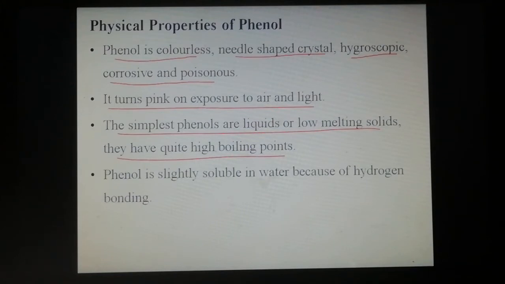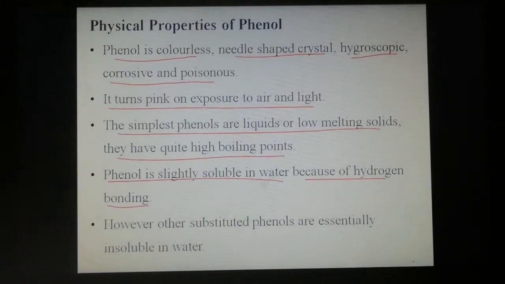Then phenol is slightly soluble in water because of hydrogen bonding. When phenol is present in water, a certain equilibrium exists and phenoxide ion is formed, and hydrogen bonding is formed between the phenol and water. So phenol is slightly soluble in water.